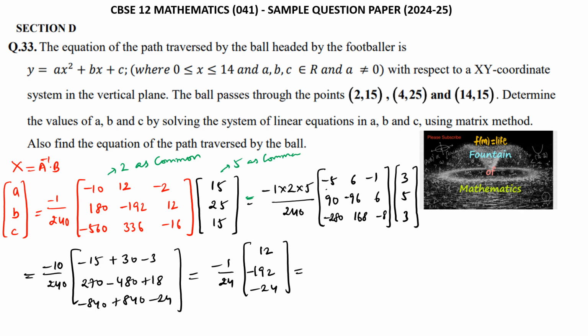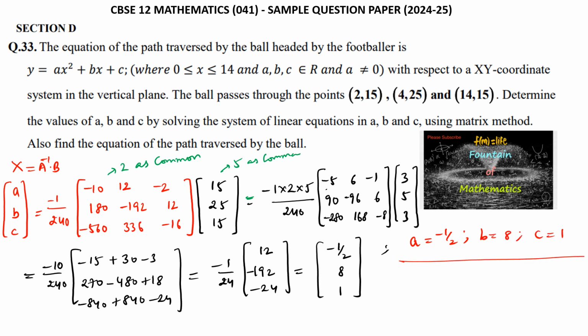So which comes here 12 upon 24, minus 1 by 2, and 192 divided by 24 is 8. So minus minus gets cancelled. So it is 8 and here it comes 1. So here we can conclude that therefore the value of A is equal to minus 1 by 2 and the value of B is 8 and the value of C is 1.